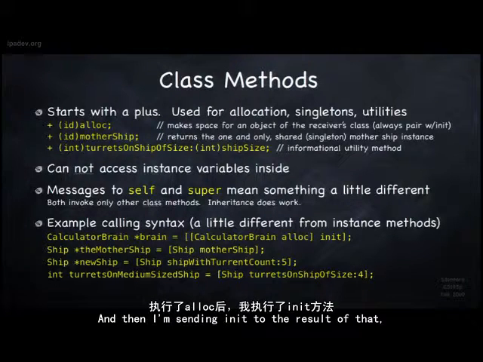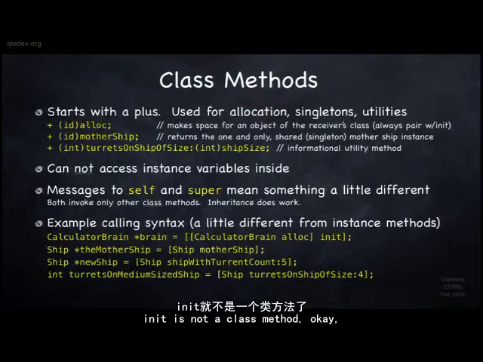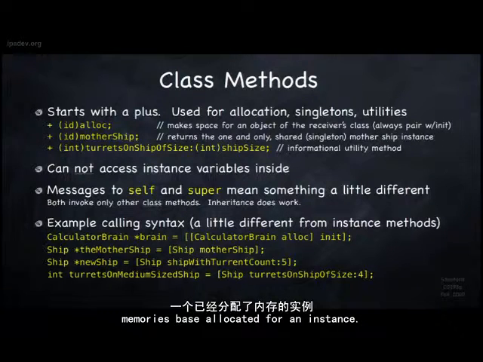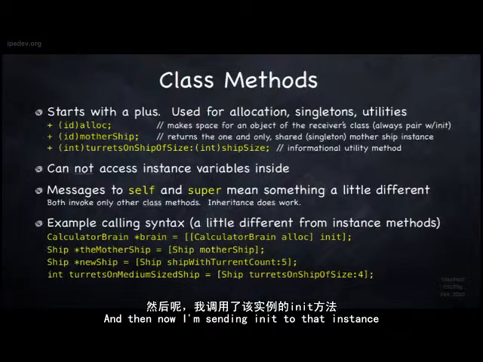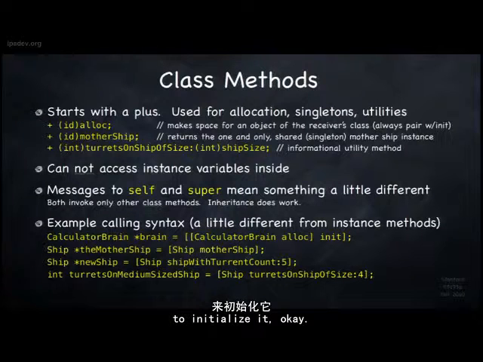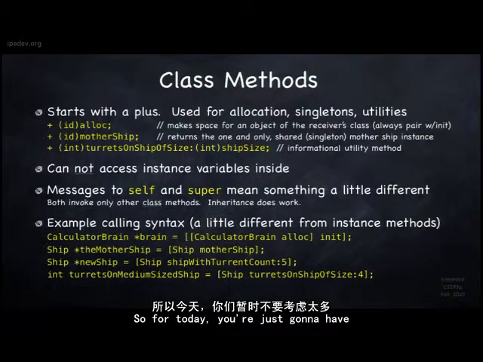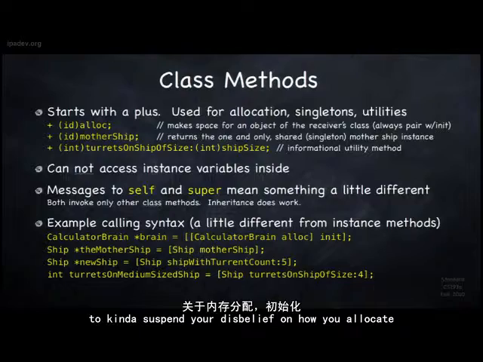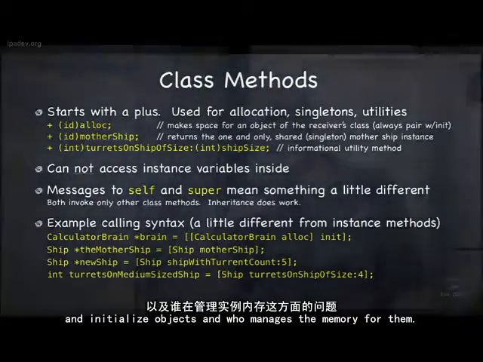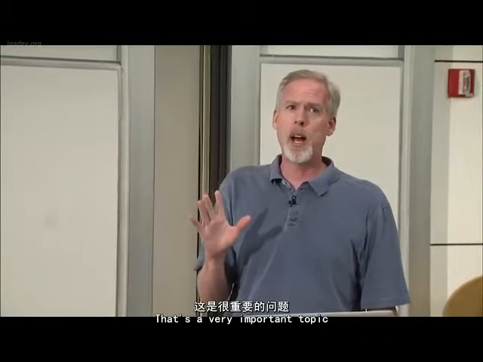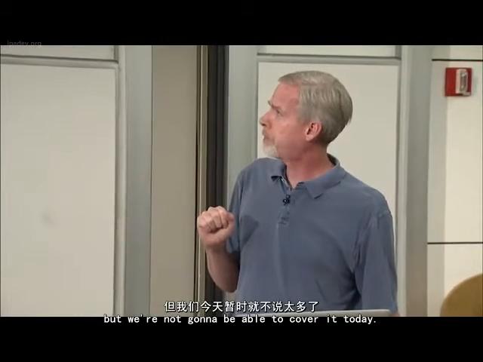And then I'm sending init to the result of that. Init is not a class method, because alloc returns an instance, memory space allocated for an instance, and then I'm sending init to that instance to initialize it. We're going to talk a lot more on Thursday about allocating and initializing objects. So for today, you're just going to have to suspend your disbelief on how you allocate and initialize objects and who manages the memory for them. That's a very important topic, but we're not going to be able to cover it today.